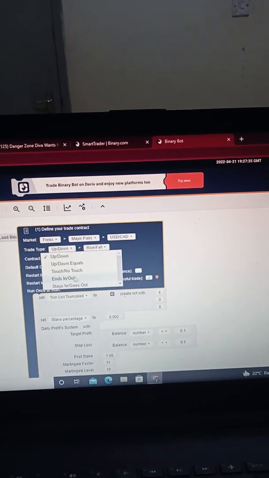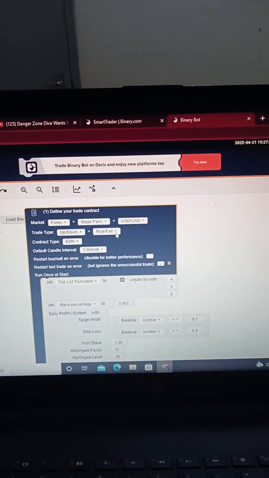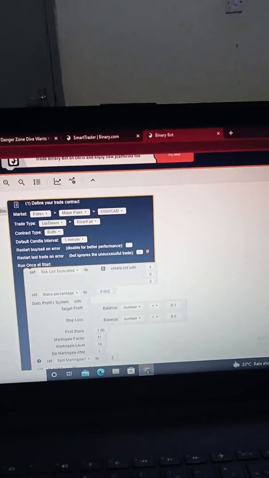Okay, we don't need to change the trade type. It's up or down, but it has several options: stays in, goes out, ends in, ends out, touch, no touch, up, down, equals. As for me, I would use the up, down. That means the buy and sell. The contract type is both. Of course, the market buys and sells, so you can stick to just buy or just sell.